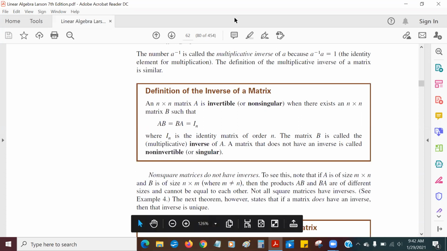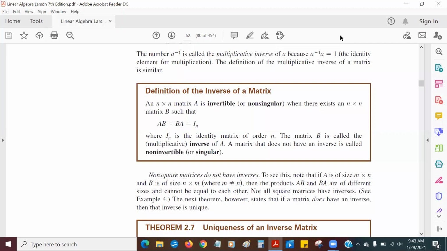Now, let's move on. A simple reason why it has to be square is that if A is an M by N matrix and I'm going to multiply it by B, then B is going to be N by something else. The point is that if I multiply AB and I multiply BA, I'm going to get two different size matrices. There's nothing to talk about. So whenever we talk about inverse matrices, we'll always talk about square matrices.